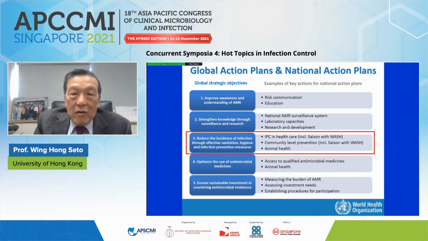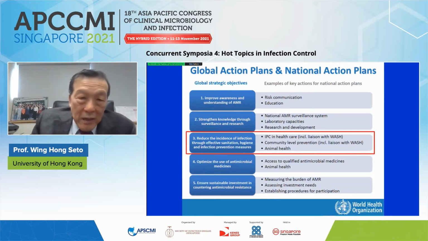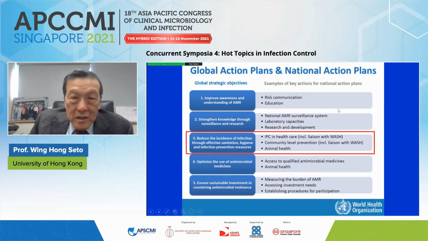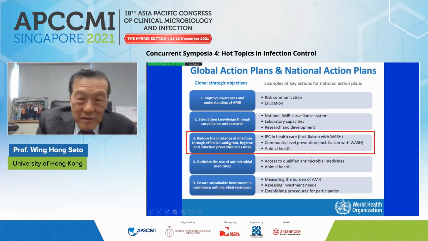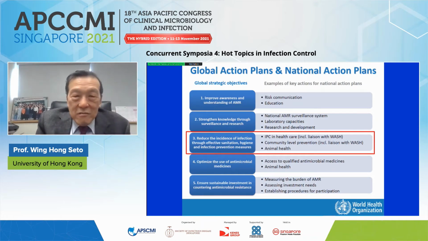Okay. Now, at that time, in fact, as you can see, there are many things they do. And number 3, we just underline it. Again, it is very much AMR, but you can see here, reduce the incidence of infection through effective sanitation, hygiene, and infection prevention measures. Again, see, the very WHO. You have sanitation, we've got WASH now, sanitation, cleaning, and all this is integrated together. So you must understand how WHO works out for infection control.